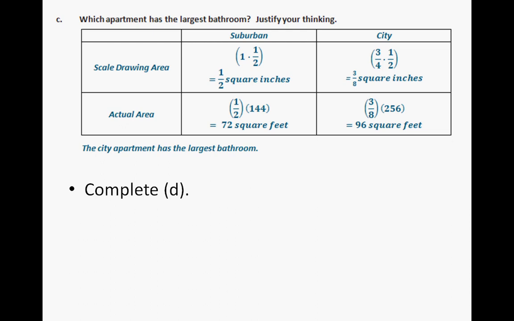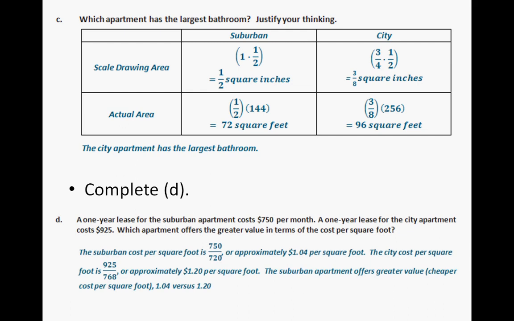All right, so for part D, you have a 1-year lease for a suburban apartment that costs $750 per month and a 1-year lease for the city apartment is $925. Which apartment offers the greatest value in cost per square foot? So here is your rate, money per square foot. That is your key to how you're setting up your ratio. It's going to be dollars over square feet.